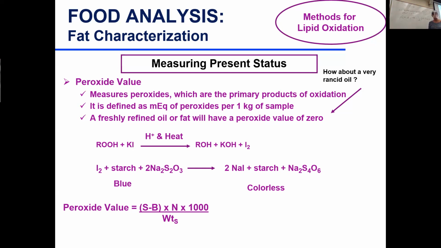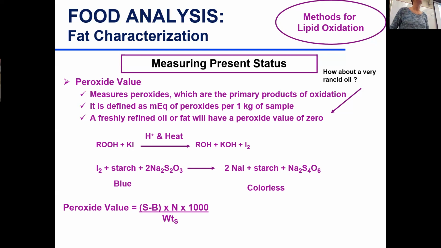So this is what you're going to do in the lab to determine the present state of your oil, and then what happens to your oil when it's been stored over time. You'll have your oil sample already oxidized for you over time, so that you can plot a curve like that.